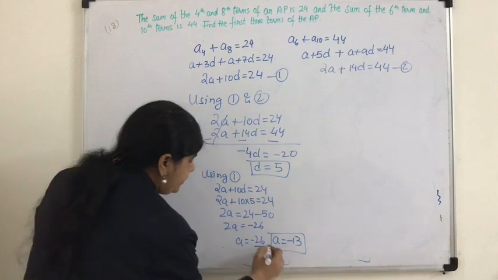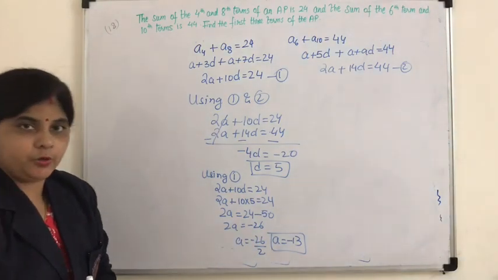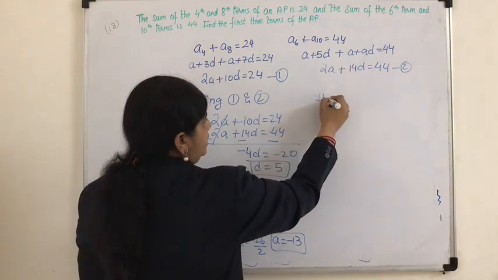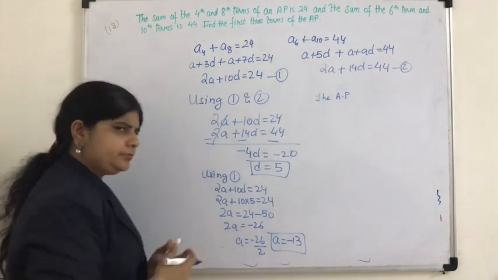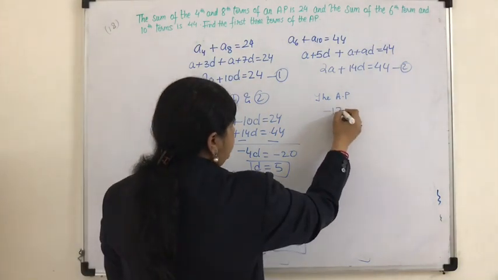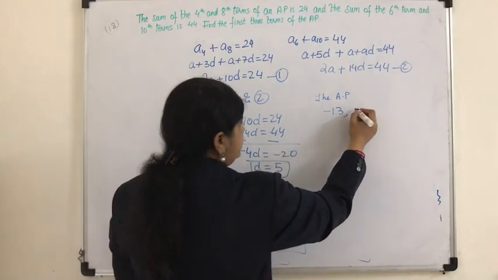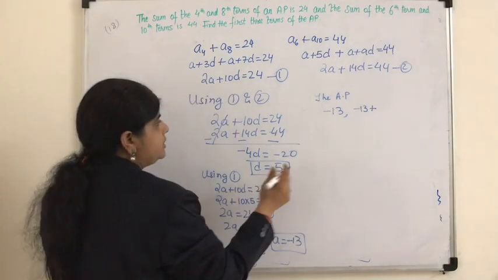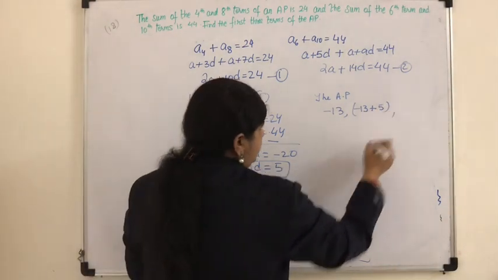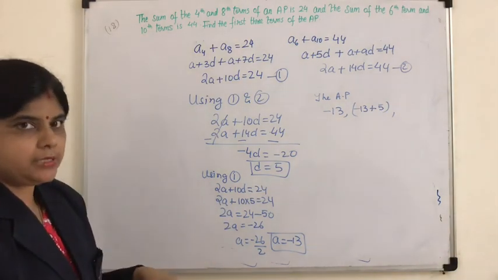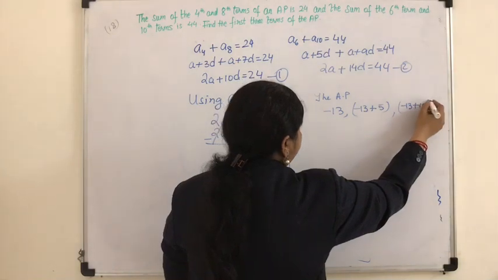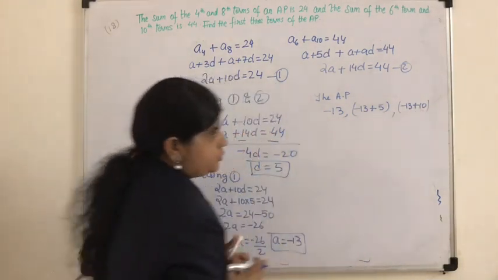Now children, you know the first term, you know the common difference. Can you form an AP? Very easy now. So hence the AP, we'll just write the first 3 terms. First term of course will be A, minus 13. Second term will be minus 13 plus D. What is D? 5. Third term will be minus 13 plus 2D, so minus 13 plus 10. A, A plus D, A plus 2D, like that you can do.